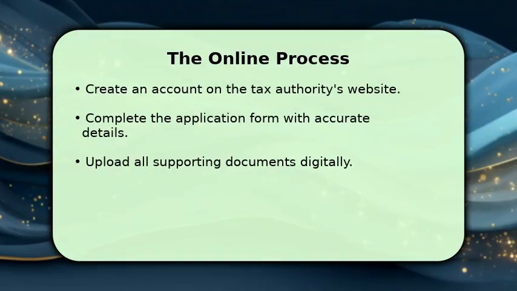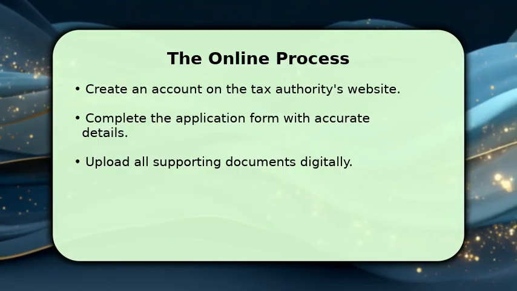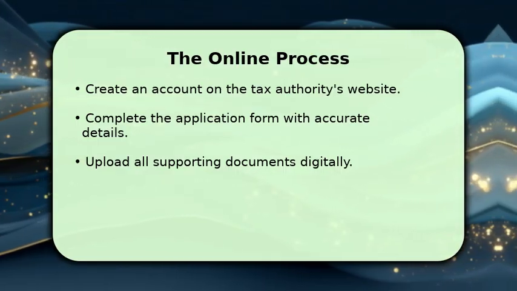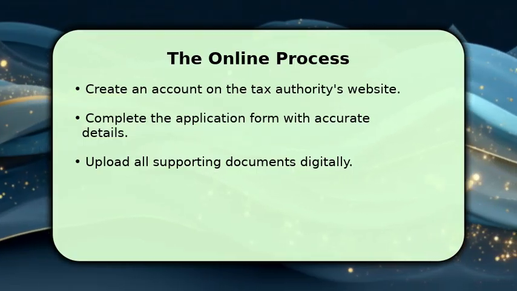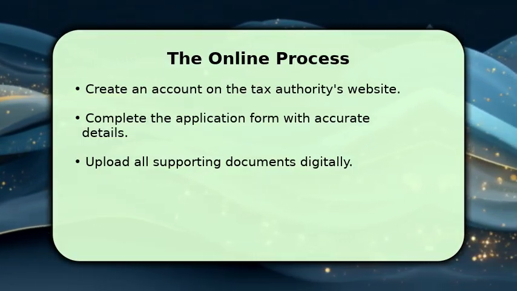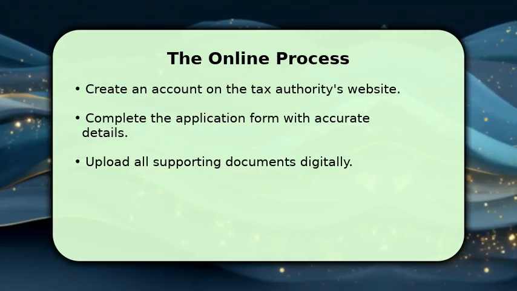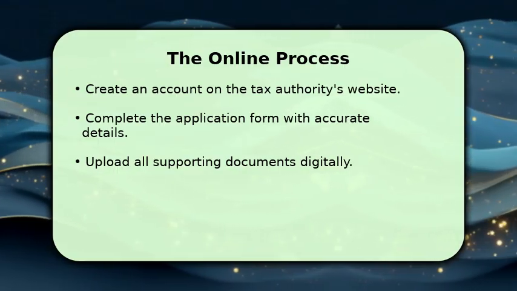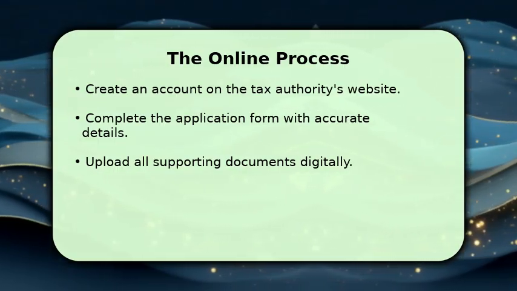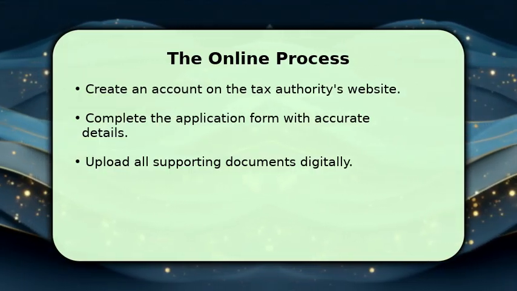Once you're on the official tax authority website, the first step is to create a secure user account. This usually involves providing an email address and setting up a strong password. After logging in, locate the income tax exemption application form. Carefully fill out all sections, ensuring every detail is correct and complete. Finally, upload your prepared supporting documents in the specified digital formats. Double-check everything before submission to avoid delays.